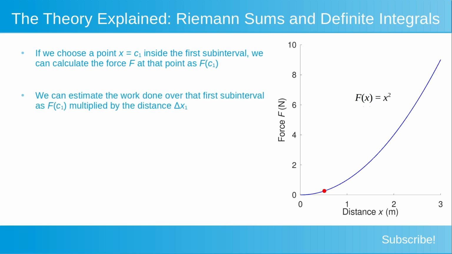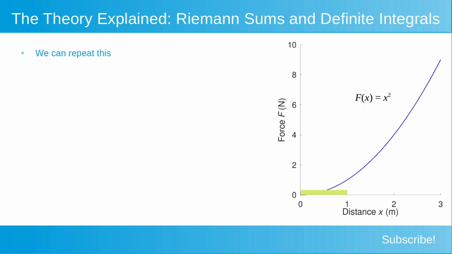We can estimate the work done over that first sub-interval as the force F of c1 multiplied by the distance delta x1. Now, this value of work is equal to the area currently shown highlighted in green to the right. We can repeat this process for the other sub-intervals.